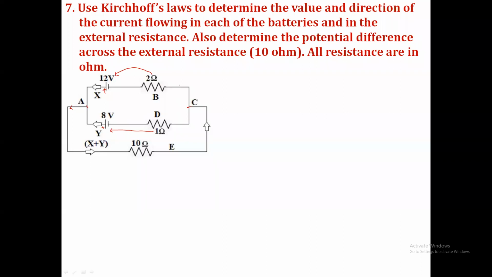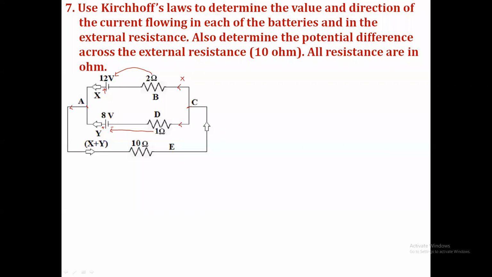According to the basic property, current X will take the path of the 2 ohm resistance and return to the negative terminal. Similarly, current Y will take the path of the 1 ohm resistance and return to the negative terminal of the 8 volt battery. This is the circuit diagram.